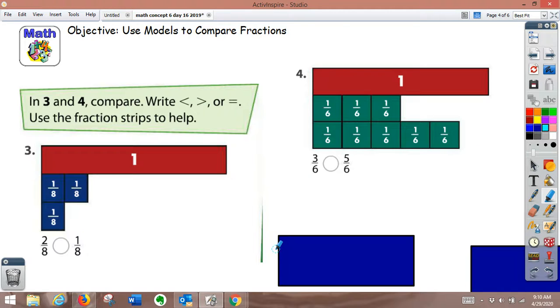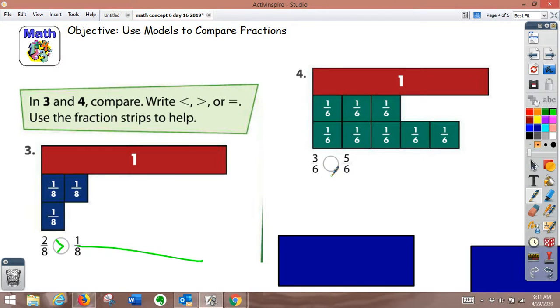All right, compare. Remember our good old greater than, less than, or equals? So we just want to put the symbol in here. Again, using fraction strips, either here on the website or you might have fraction strips there at home. So we're looking at 2/8. Is that greater than, less than, or equal to 1/8? Well, we can see 2/8 is greater than 1/8. So there we go, greater.